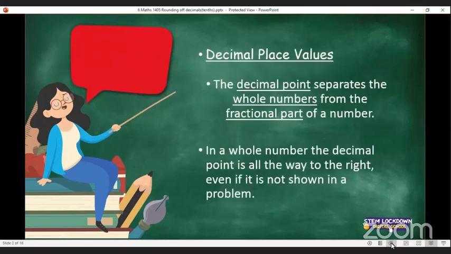All right. Decimal place values. The decimal point separates the whole numbers from the fractional part of a number. You'll be able to see this on the next slide. In a whole number, the decimal point is all the way to the right, even if it is not shown in a problem.